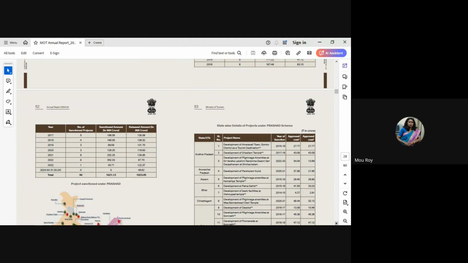There were different types of projects that also come under this Prashad scheme. Like they wanted to develop the Kamakhya temple at Assam. Then they wanted to develop basic facilities at Vishnupad temples. See, earlier all these temples were there, monuments were there, historical sites were there, but these spaces were not developed. That was the main thing. These spaces were not developed.